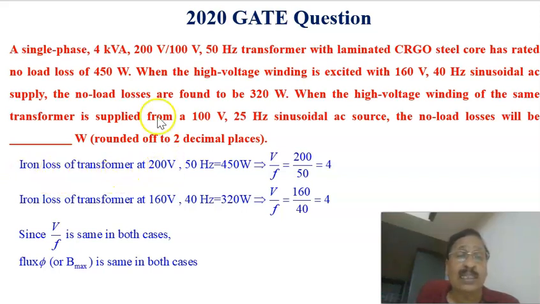Iron loss of the transformer corresponding to 200 volts and 50 Hertz is equal to 450 watts, and V by F equals 200 divided by 50, which is equal to 4. In the second case, as the voltage is reduced to 160 volt and frequency 40 Hertz, the corresponding loss is equal to 320 watts, and V by F equals 160 divided by 40, which is equal to 4. It is very clear that the V by F ratio is the same in these two cases. That indicates that flux density Bm is the same, or flux conditions are the same in the core in these two cases.